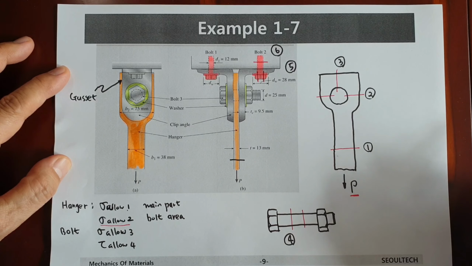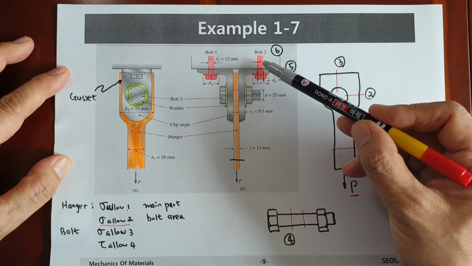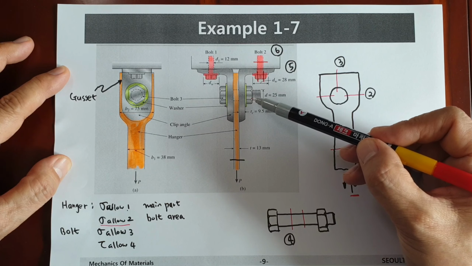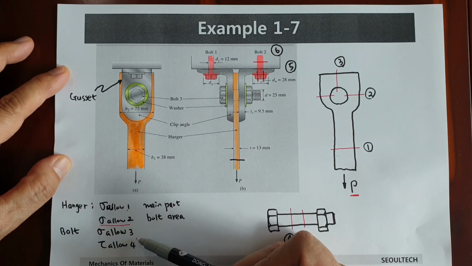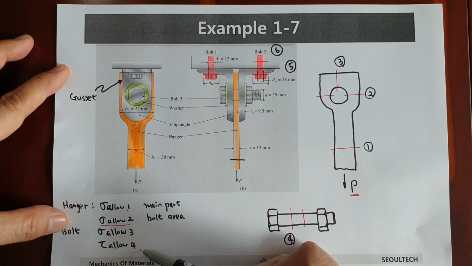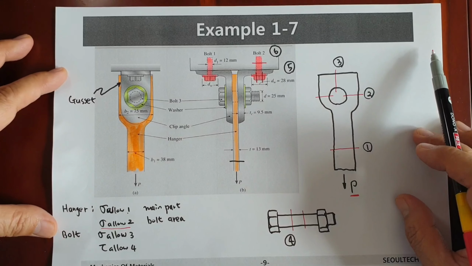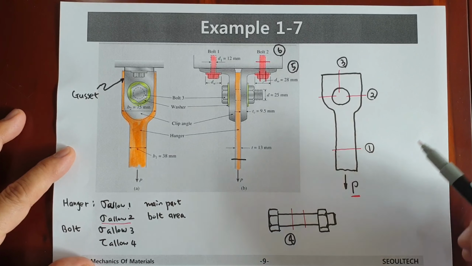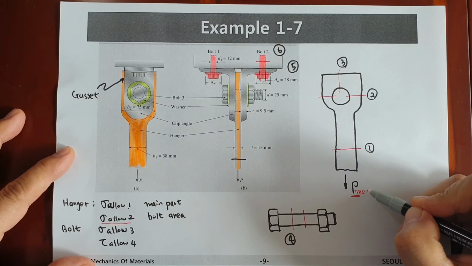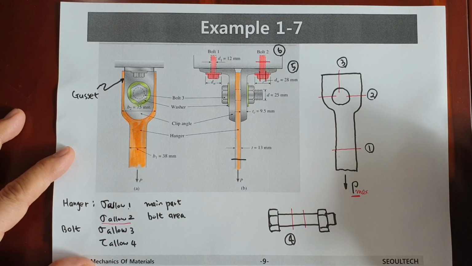And when you consider the bolt, we use bolt here, 1, 2, bolt 3. In bolt 3, the allowable stress is sigma allowable 3, and the allowable shear stress is given as well. For the bolt, allow 4 is given. Okay, in order to find the P max value here, we think about many different locations.